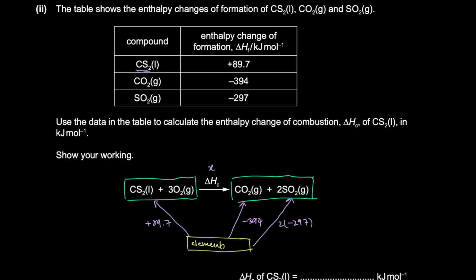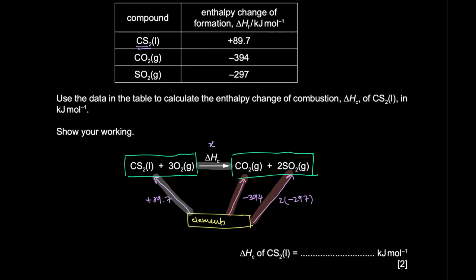Now, the idea here is this. Either I can go from elements to reactants, and then reactants to products, or I can go directly from elements to products, right? This is a Hess cycle. So the idea here is either I can convert the elements to reactants and then form the products. That enthalpy change over here will be 89.7 plus X, right? And this is equivalent to going directly from the elements to the products. So that will be negative 394 plus 2 times negative 297.